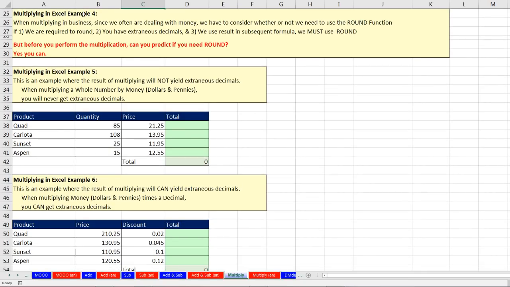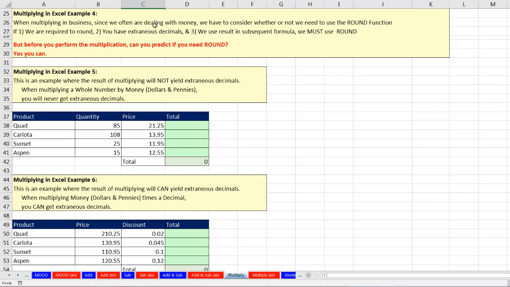And guess what? It has to do with rounding. Now let's look at our 3-step rounding rule and then talk about it in regards to multiplying. Our rules are, we are required to round, like with money, if that comes out true, and you have extraneous decimals, if that comes out true, and we use the result in a subsequent formula. If all of those come out true, we must use round.